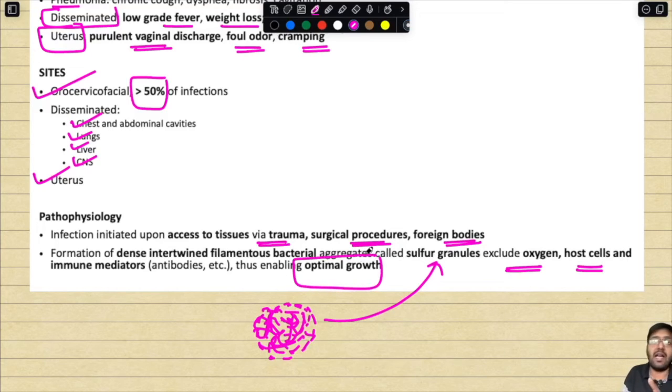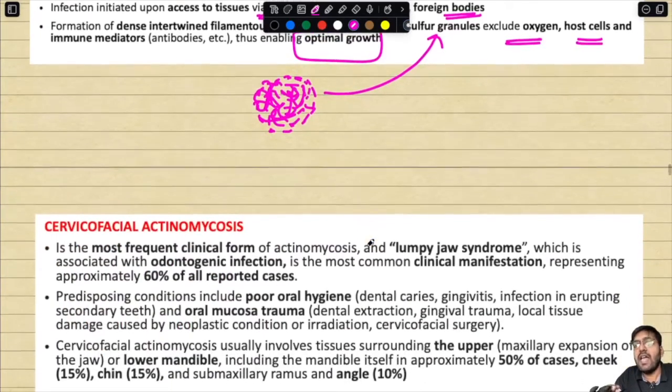So this will be asked: what are sulfur granules? Sulfur granules are nothing but dense intertwined filamentous bacterial aggregates. And what is the use of the sulfur granule? It cuts out oxygen. It cuts out the host cells and immune mediators, thus allowing the bacteria to grow very, very optimally. Okay, so this is the importance of the formation of sulfur granules in actinomycosis.